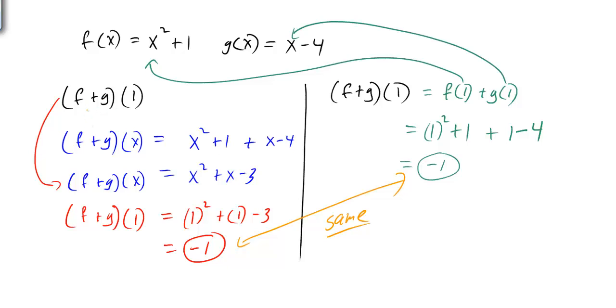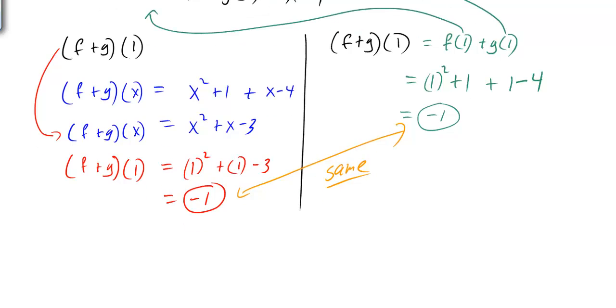So there's two ways you can do this. If you're looking for f plus g of a number, then you could simply find the f plus g of x. You could find the actual function and then plug the number in as we did here for 1. Or if you're looking for f plus g of 1, you could simply plug 1 into function f, plug 1 into function g, and then add the two together. Okay, either way is perfectly fine.